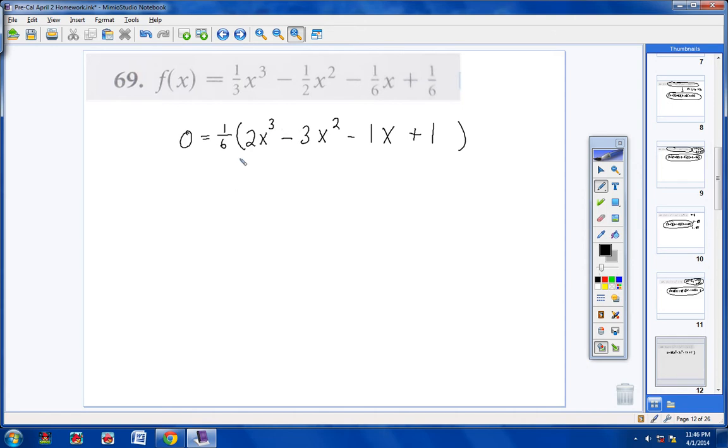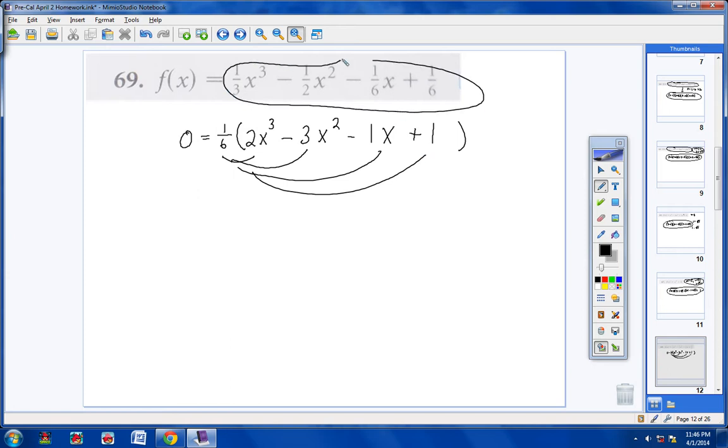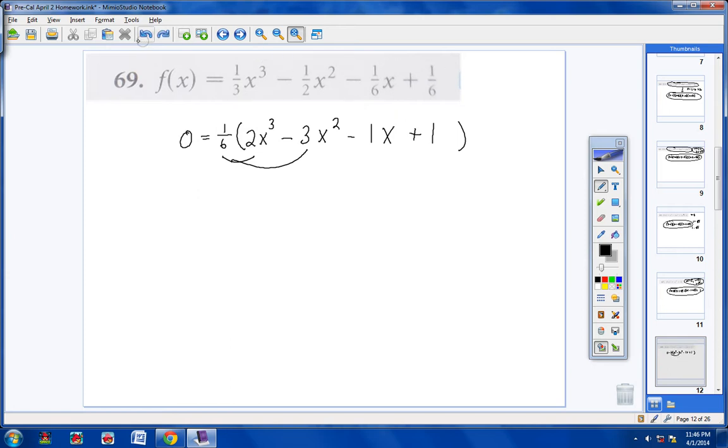You can trust me on this, or you can take your calculator and check my work. But if you take a 1/6 and multiply it back through, it'll give you what you started with. So what I did is totally legal. I factored out a 1/6. Now that really leaves me with some nice numbers to use here. Notice that my lead coefficient now is a 2.